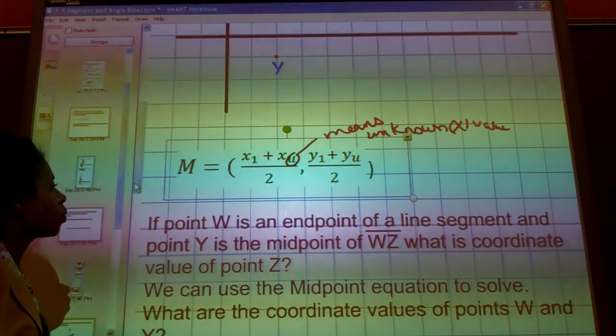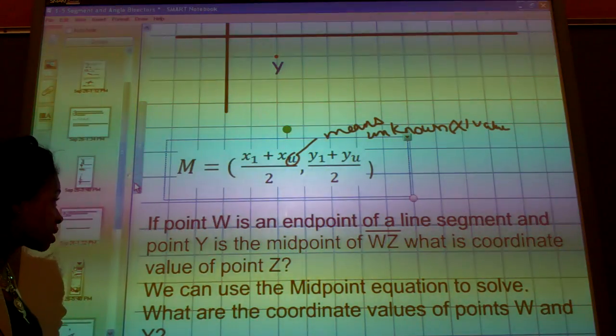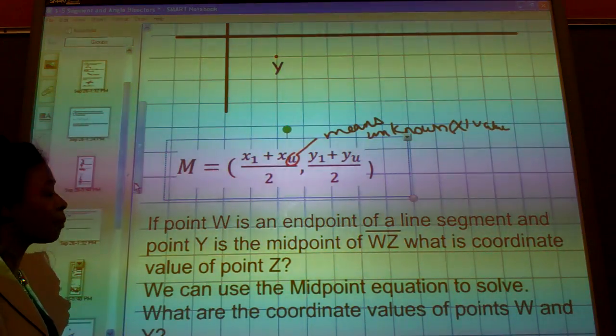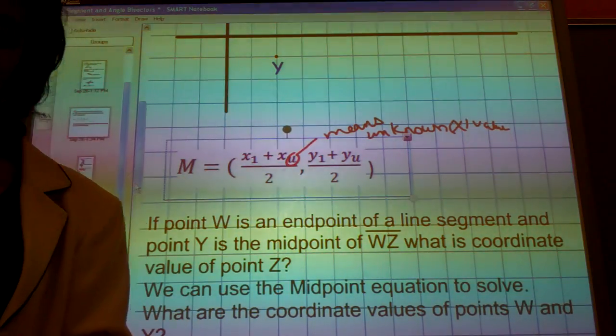I'm going to pause here. We're going to pick up in class how to solve this particular problem so you can continue your notes once we come to class.